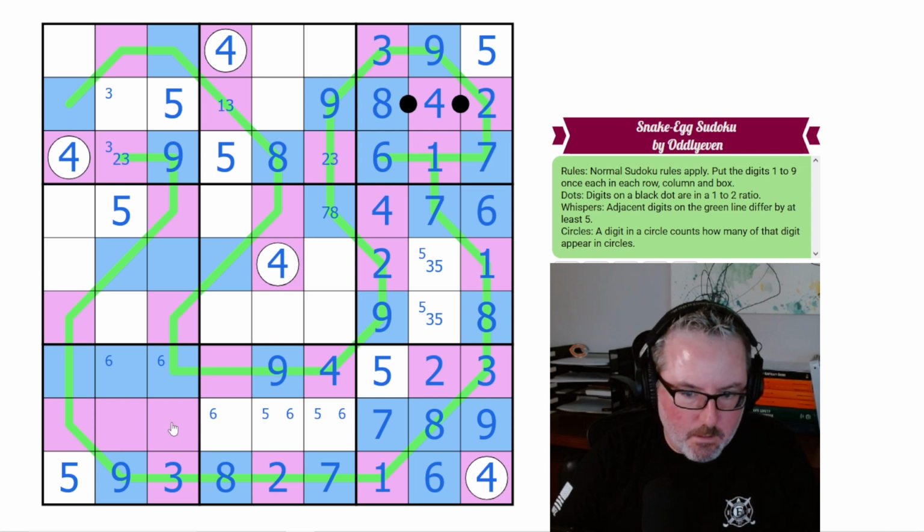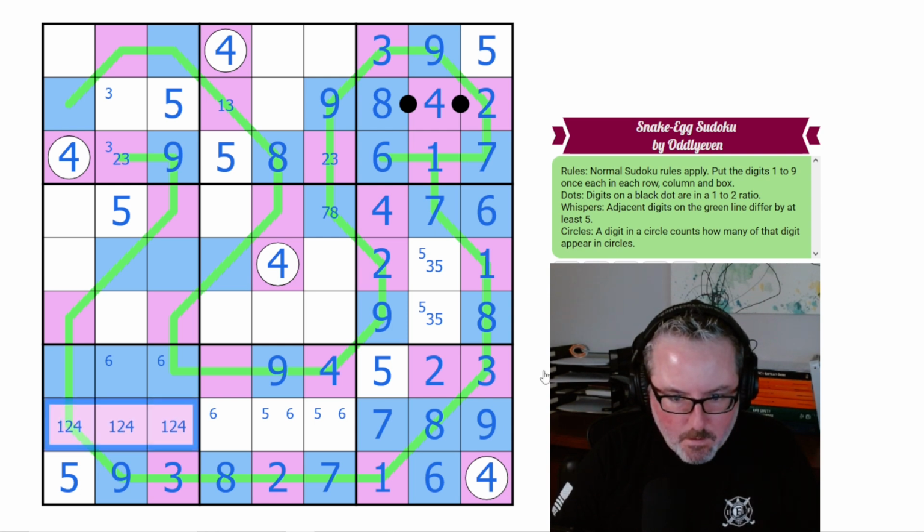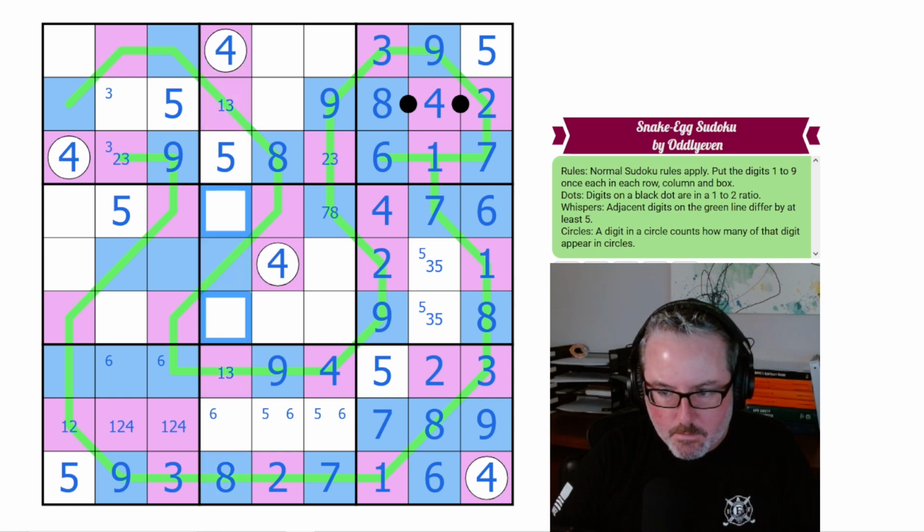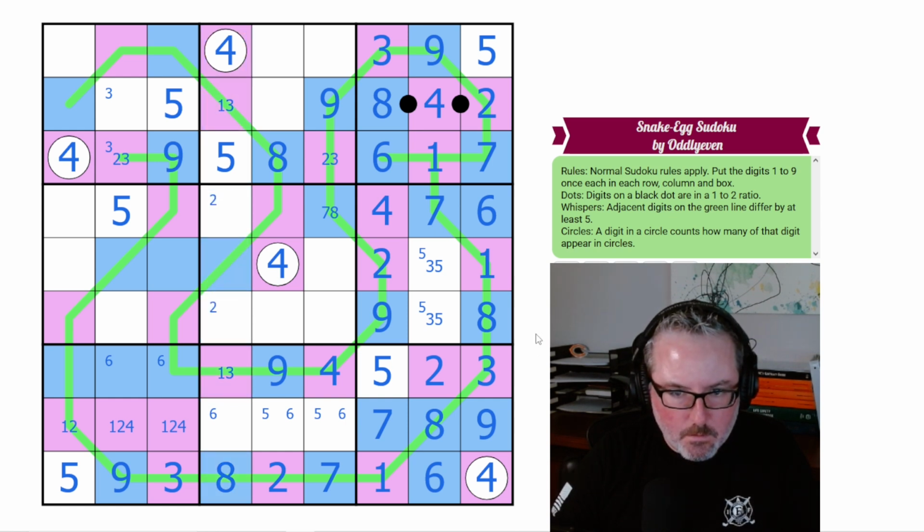These all have to be low, so they have to be from 1, 2, and 4. This can't be 4. This is either 1 or 3, so that actually does create a pair. We have to have a 2 somewhere in this column, so one of these is a 2. We also have to have a 9 somewhere in this column, and it can't be any of these or that, so one of these is a 9. I don't have enough information in terms of the coloring to be able to rule a couple of those out yet, though.